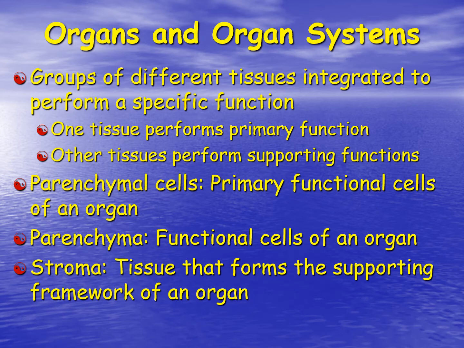So for example, the heart. The parenchyma are the cardiac muscle cells. They are the ones that provide the movement of the heart. But we also have connective tissues that help hold everything together. We also will have endothelial tissues lining the inside of the chambers of the heart and forming the valves. We certainly have a nervous system in the heart, and so all of those other tissues will be stroma.